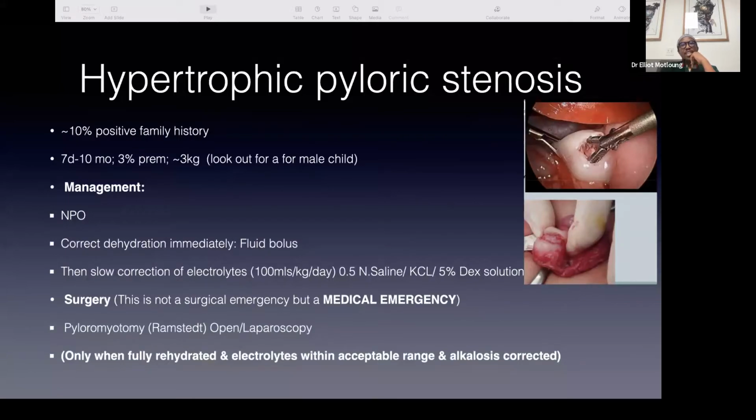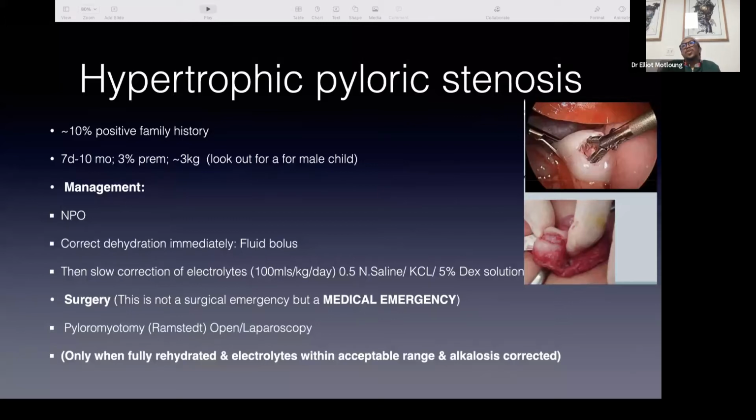So we need to understand some of the things you need to look at. About 10% of the patients with hypertrophic pyloric stenosis have a certain level of positive family history. So ask the questions: has any child before in your family had pyloric stenosis? These patients usually present between day 7 of life and up to 10 months. 3% of them are premature, and we are looking at a weight of about 3 kilograms. But please look out for a male child. Most of them are male children. So if you have that history, you have the clinical symptoms, and it's a male child, most likely you're right. So now you think, my patient has pyloric stenosis.